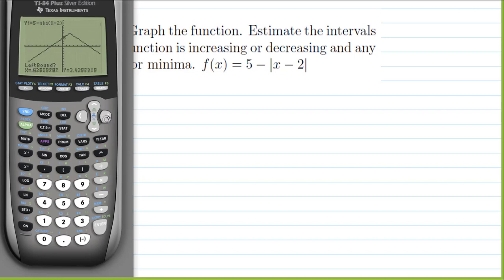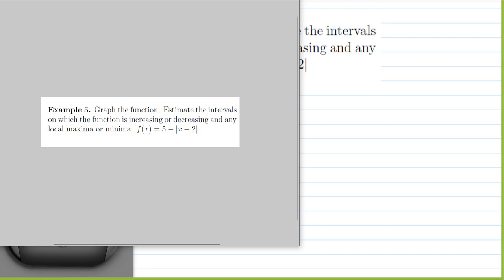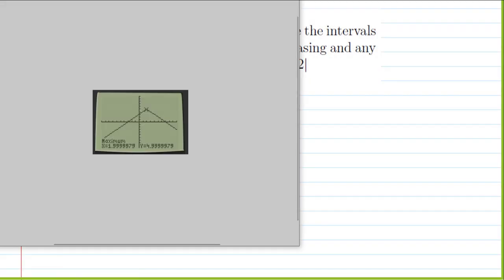We need to pick an x bound or a left bound that's to the left of the maximum. My cursor's to the left. And then it says right bound. So I have to move until I'm to the right of the maximum, press enter, and then I move back as close to the maximum as I can get where it says guess, and I press enter. And my calculator gives me this value. And everybody's calculator might give them a slightly different value because of the way it's calculated.